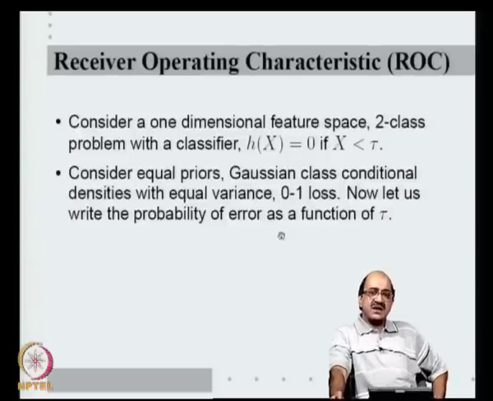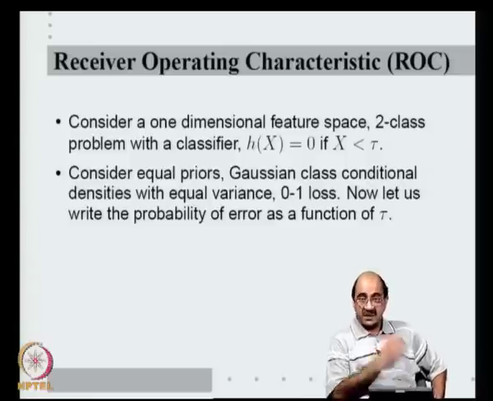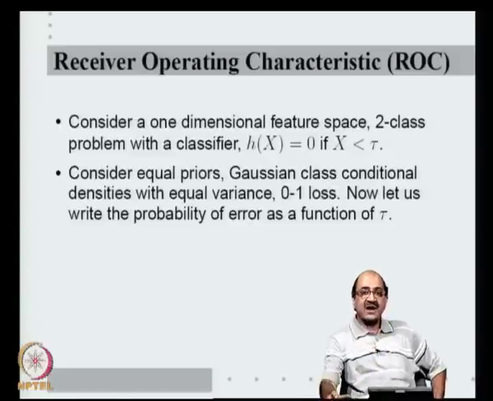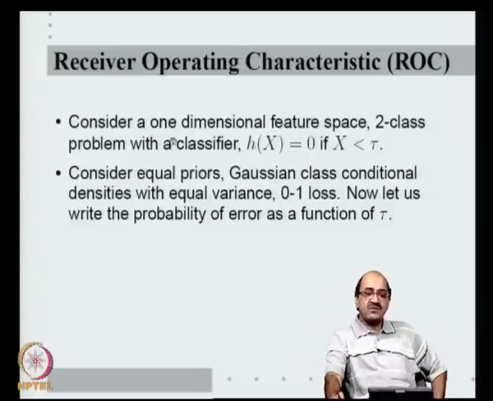Okay. Actually, as we see in the Neyman-Pearson classifier, it is for trading one kind of error with another kind of error. Okay. So, this kind of thing happens in many other ways. A good way of looking at it is what is called the receiver operating characteristic. If you consider a one dimensional feature space 2 class problem with H x equal with a particular threshold tau.